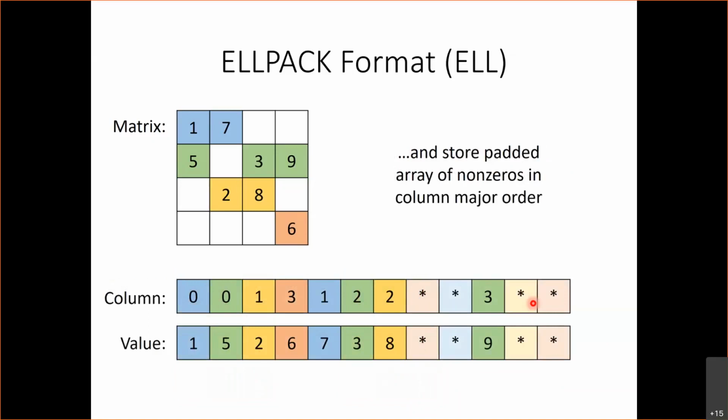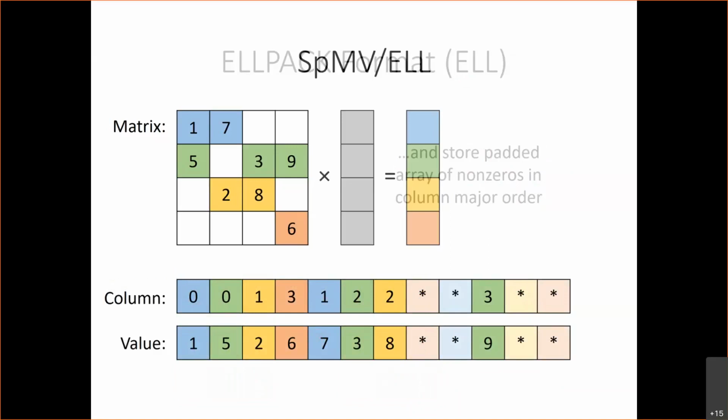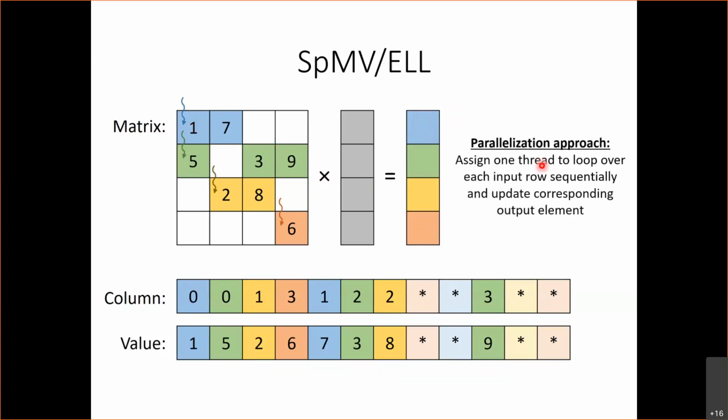Okay, so now let's say we want to implement SPMV using this ELL format. Let's say we want to take this matrix and multiply it by an input vector to get a corresponding output vector. How can we parallelize this? Well, we're going to use the same approach that we used with CSR. We're going to assign a thread to every row and its corresponding output element. That thread is going to go through the non-zeros of that row and compute the output element. So we're going to assign one thread to loop over each input row sequentially and update the corresponding output element.